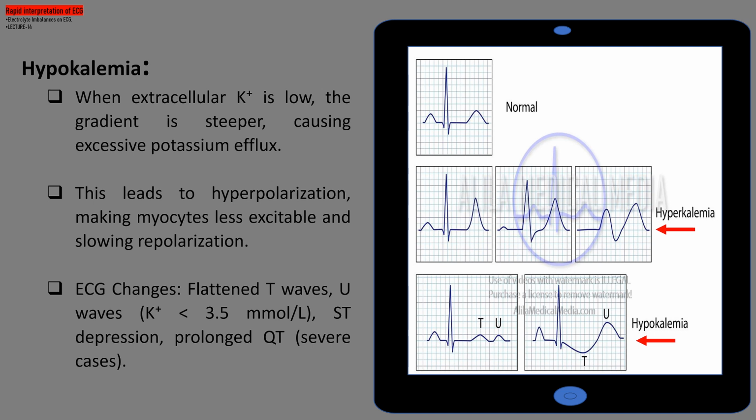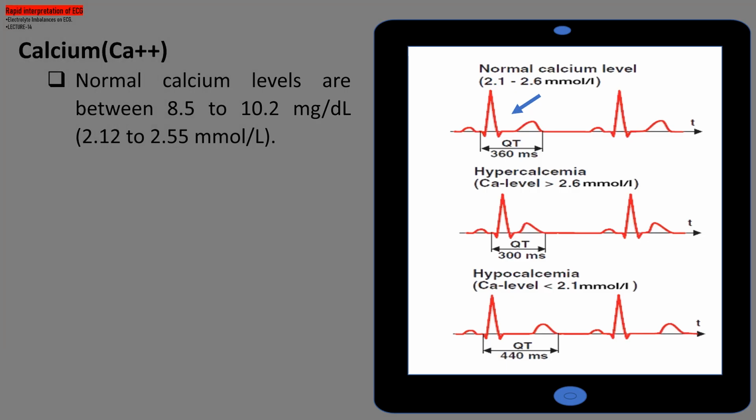Severe hypokalemia, below 2.5 millimoles per liter, can prolong repolarization further, causing ST depression, a prolonged QT interval, and an increased risk of dangerous arrhythmias like torsades de pointes. Both hyperkalemia and hypokalemia can have serious cardiac consequences, and recognizing their ECG changes is crucial for timely intervention and patient safety. Now, let's talk about calcium.